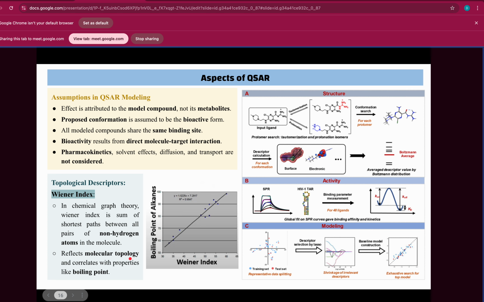So this reflects the molecular topology and it correlates with properties like boiling point. This shows how, by knowing the topological descriptors, we can even identify the boiling point among different chemical compounds, and in this example alkanes are taken. So this is to show you how different descriptors can give you an idea of different properties.